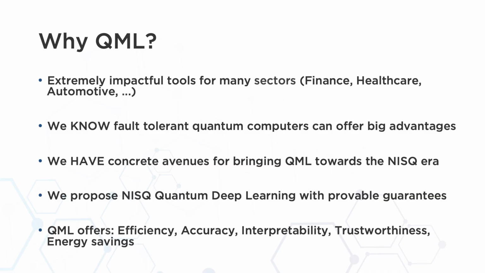Our goal is to use the expertise, the experience and the intuition that we have from quantum algorithms in order to figure out the best architectures for things like quantum deep learning, in a way that our intuition can drive us to the best architectures that can provide provable guarantees for their convergence and their accuracy. But this is not all. Quantum machine learning can offer not only efficiency and accuracy, but can also help provide machine learning applications where we care about things like interpretability, trust and energy savings.